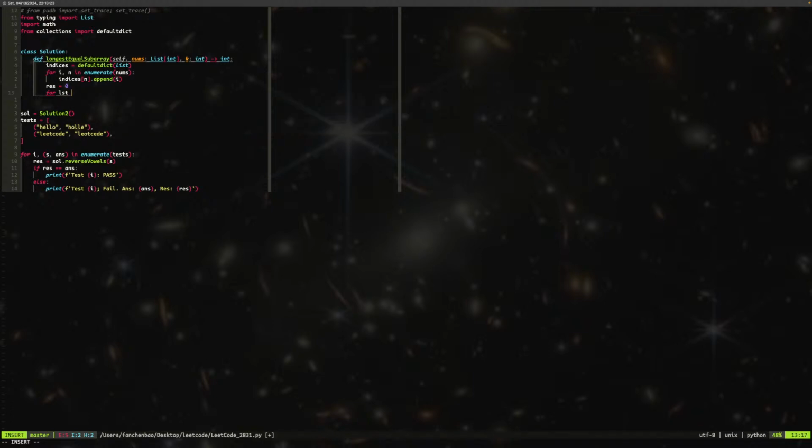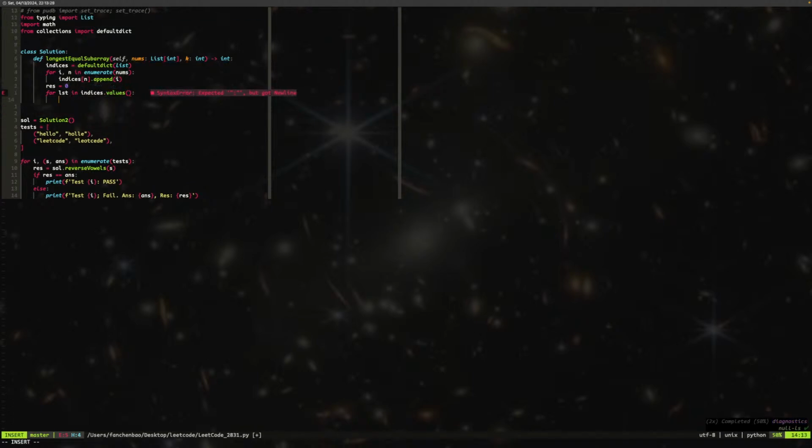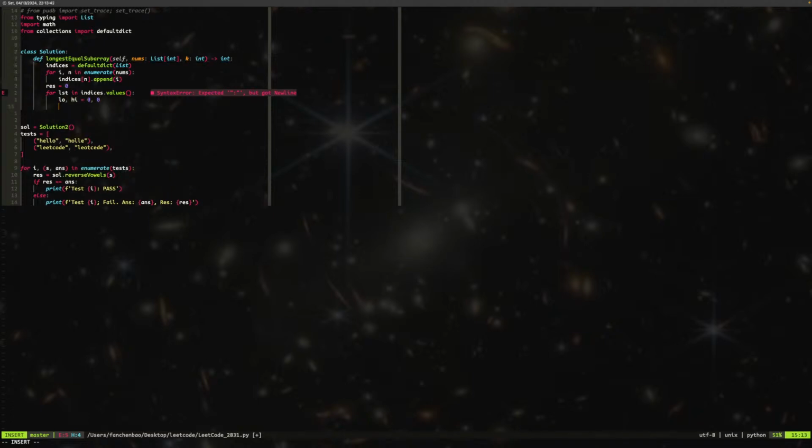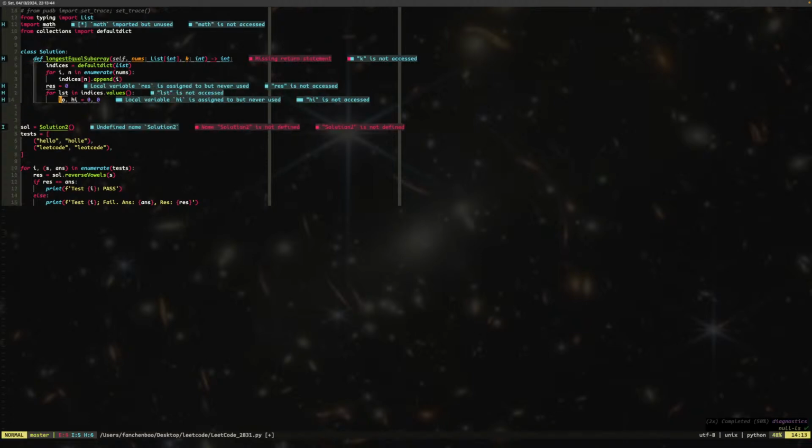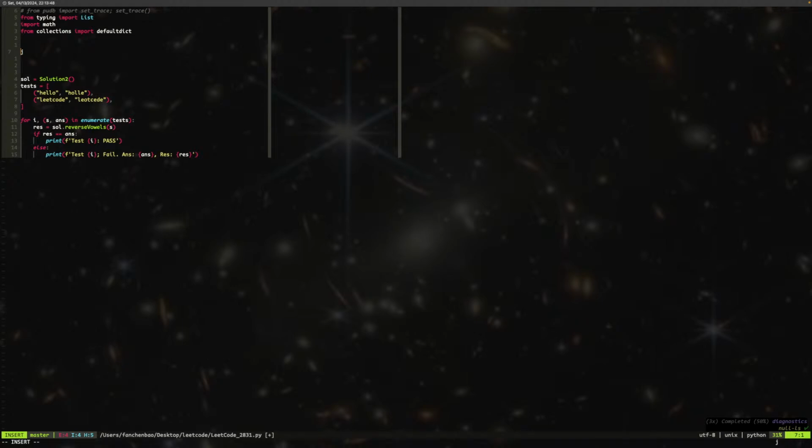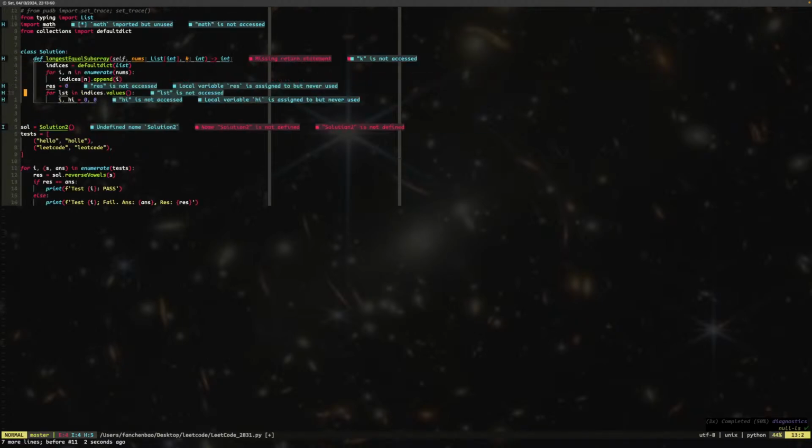What should I say for lists in indices dot values? Okay, right, for each one. And then we're gonna do sliding window. So we can say low high equal to 0 and 0. Right, low and high, 0 and 0. And let's not do low high. Let's do i and j.